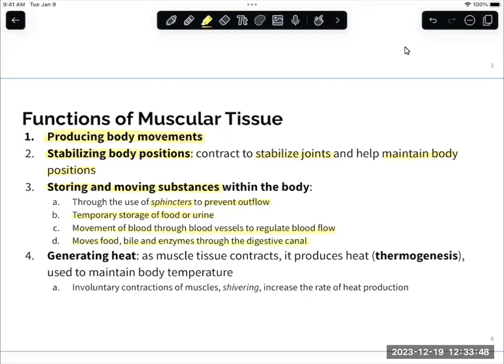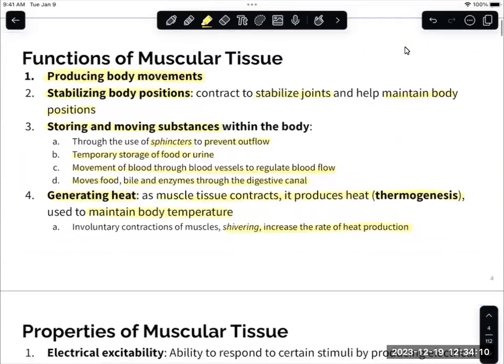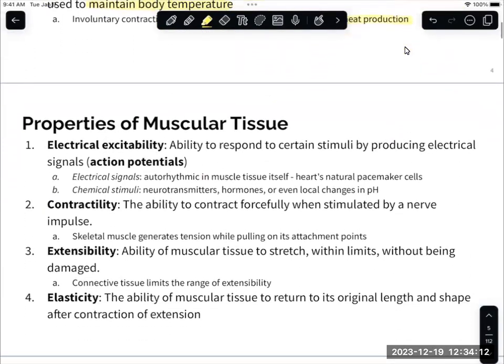And whenever a muscle contracts, it generates heat. That is thermogenesis. So it is used to help maintain your body temperature. That is why shivering, it contracts muscles and it helps to heat you up. So these are functions. Let's look at properties.